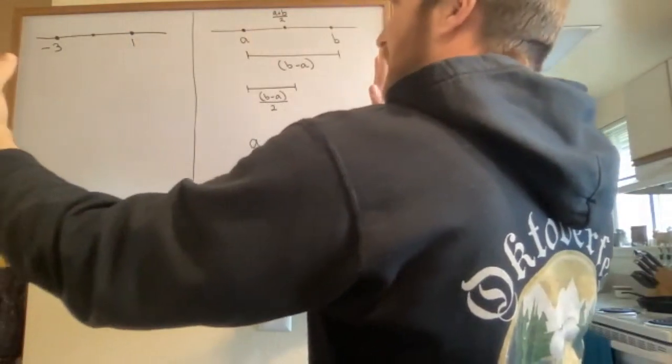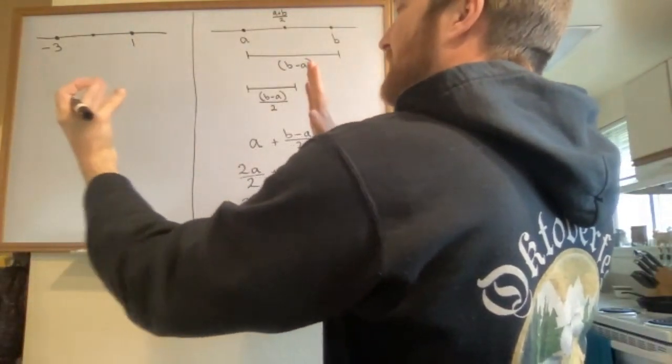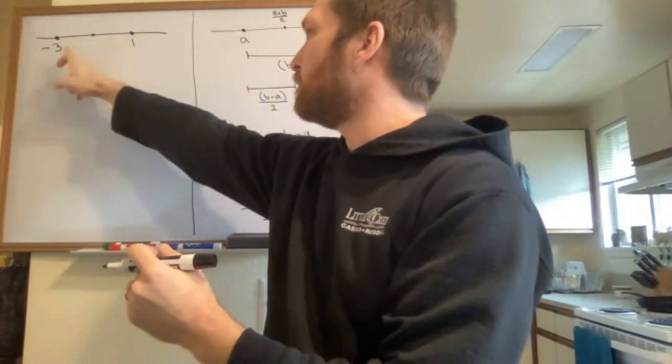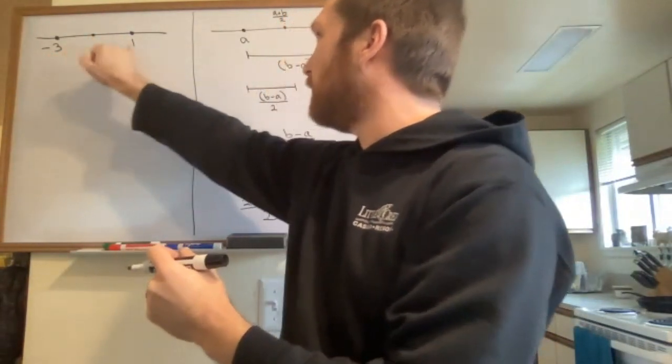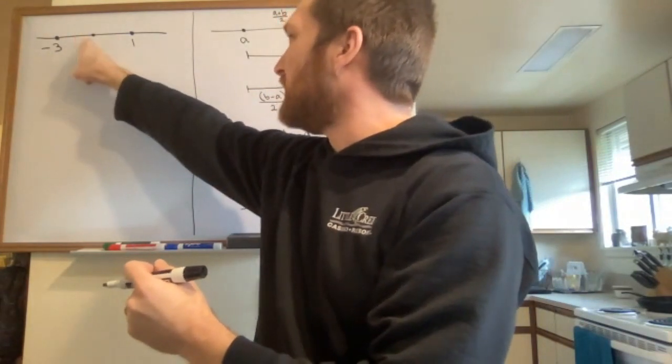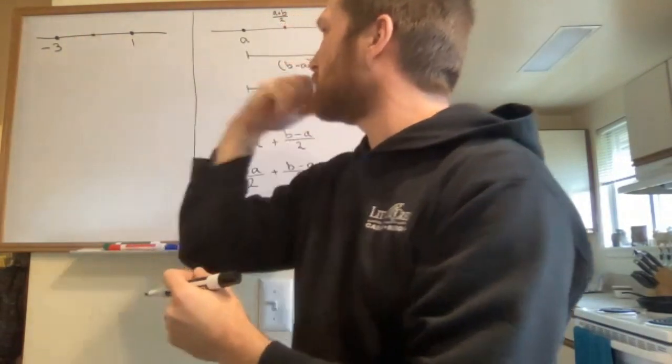So let's use these two numbers, -3 and +1. Let's try to walk that in and see what the middle point should be. If we bring -3 in by 1 and bring 1 down by 1, and then bring them again, what should we end up in the middle here?